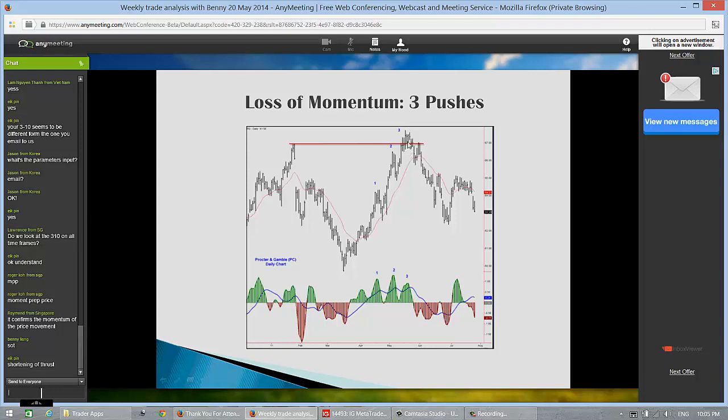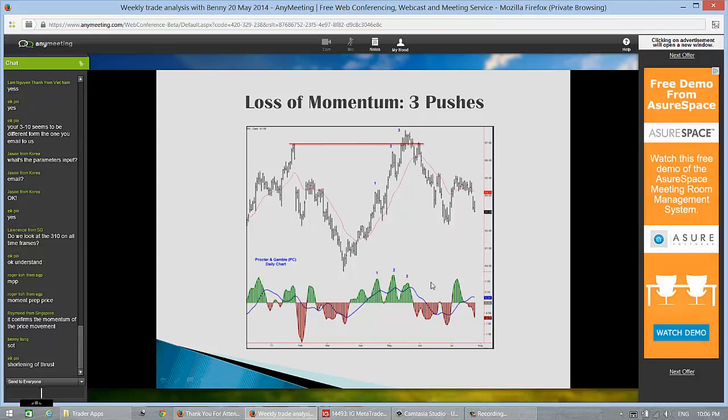Okay. So see what happened after the 310? The price breaks down. You draw the trend line. You break the trend line. Price pulls back to this drop, base, drop. Can you see that?